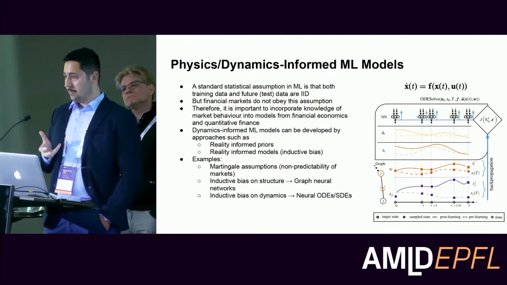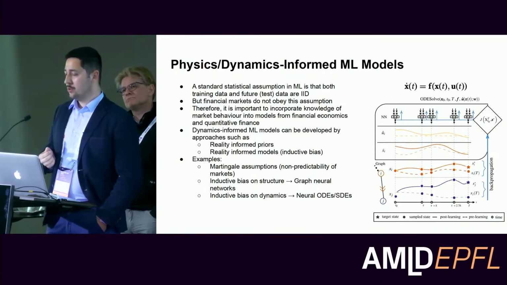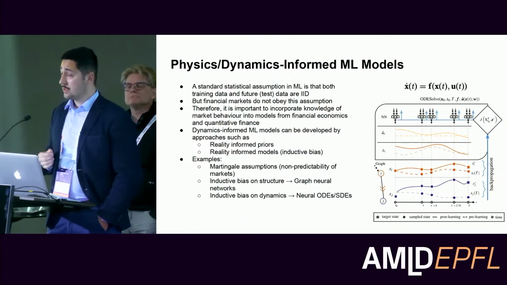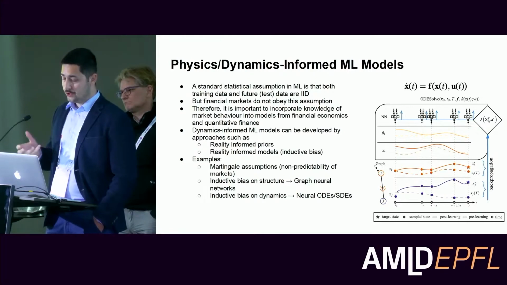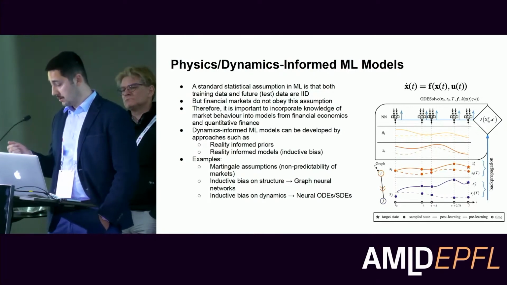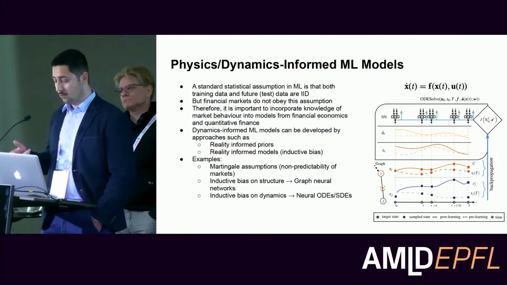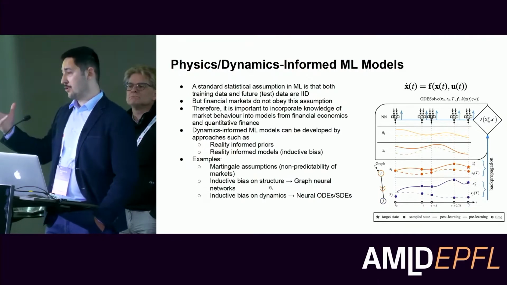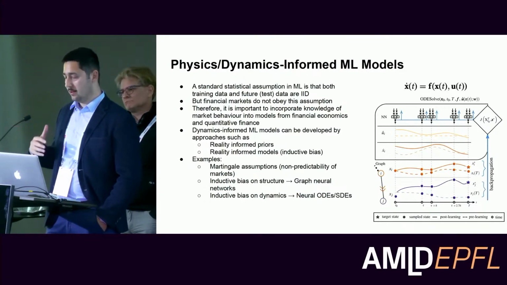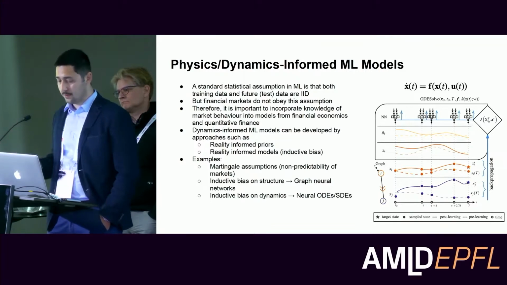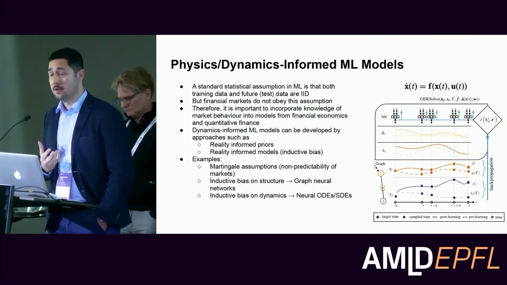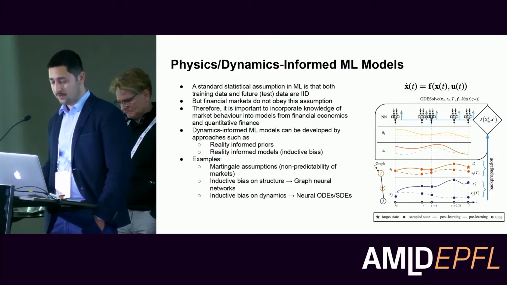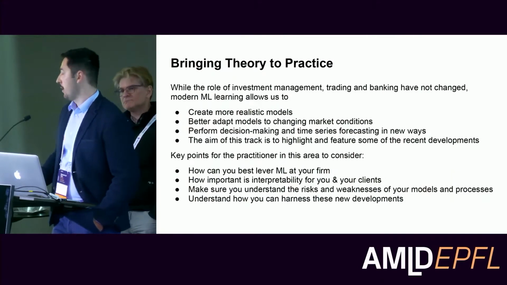And this is why we are mentioning here, for example, that it's important to incorporate the knowledge of the dynamics into the machine learning models. Usually these kinds of models can be enriched by assuming some kind of reality-informed priors, or reality-informed inductive bias. If we say that we understand what the structure between different connections should be, then we go to something like graph neural networks, or if we have an assumption on differential equations that are running the system, then we go to neural ordinary differential equations or SDE solvers. Okay.